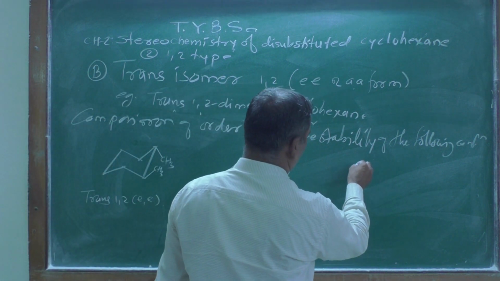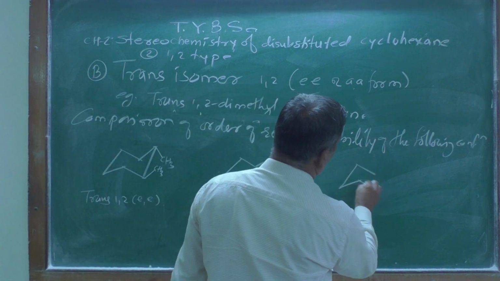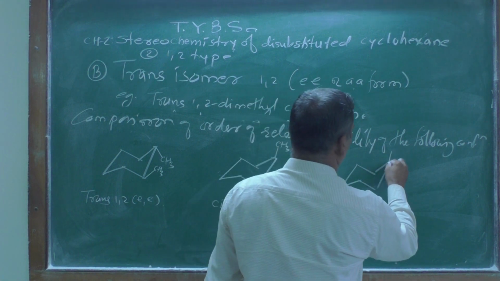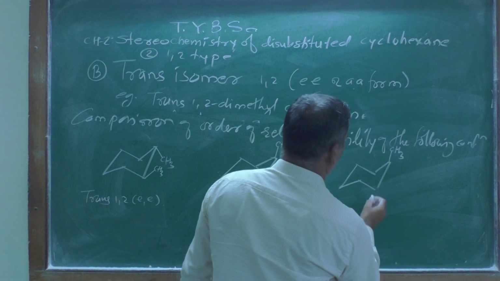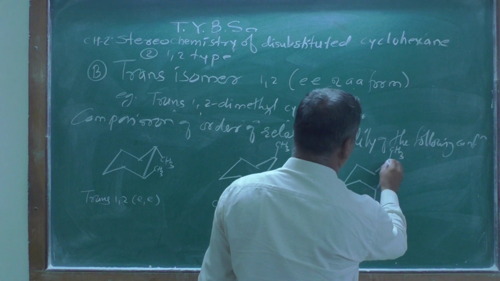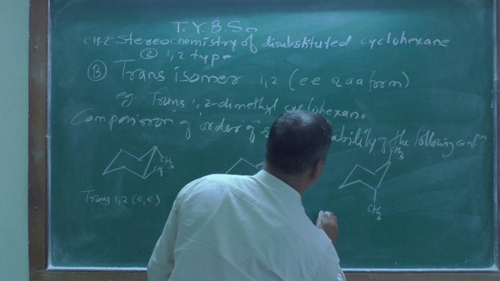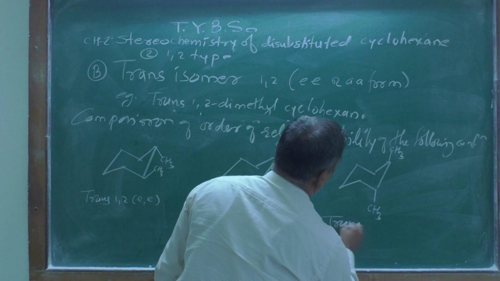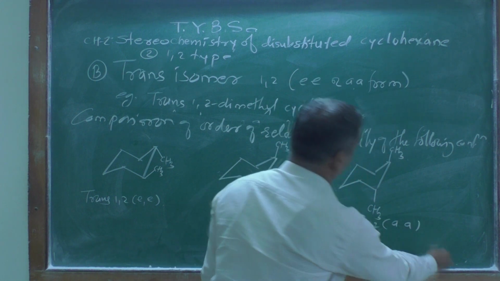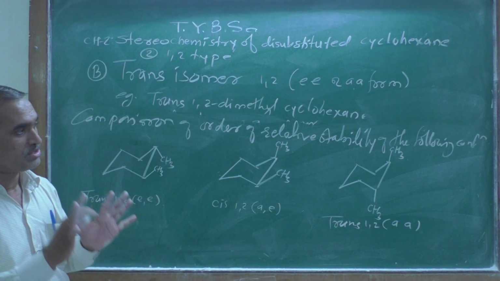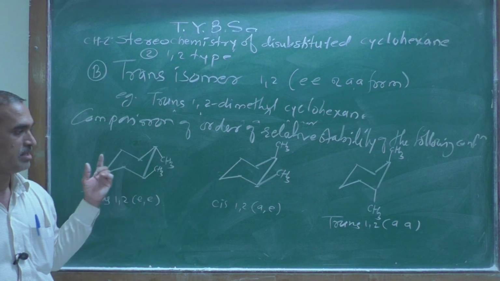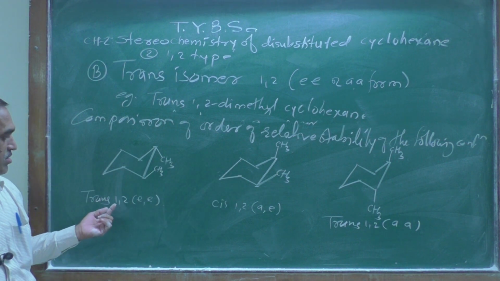Now let me draw another structure here like this. What is this? One methyl group is above the plane, another methyl group is below the plane. This is a trans, right? This one is called trans 1,2, that is an AA form. Got it? Now these are the three different structures I have drawn here.